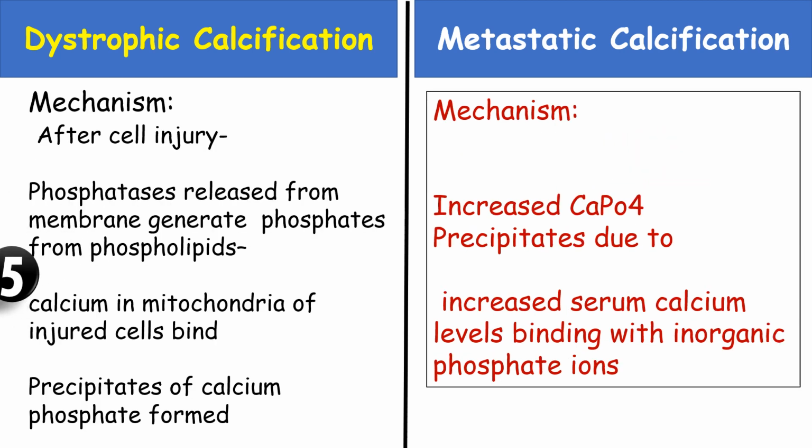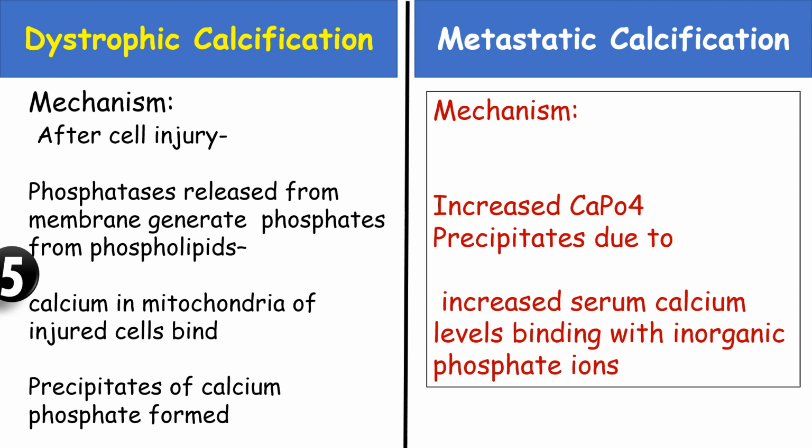So the next difference is about the mechanism of dystrophic calcification. So after cell injury, the phosphatases are released from the cell membrane. So they act on the phospholipids of the cell membrane and generate phosphates. Along with this, the calcium in the mitochondria of injured cells binds and then they form the calcium phosphate. I'm sure you all know that dead and degenerated cells have got a lot of calcium deposits in the mitochondria.